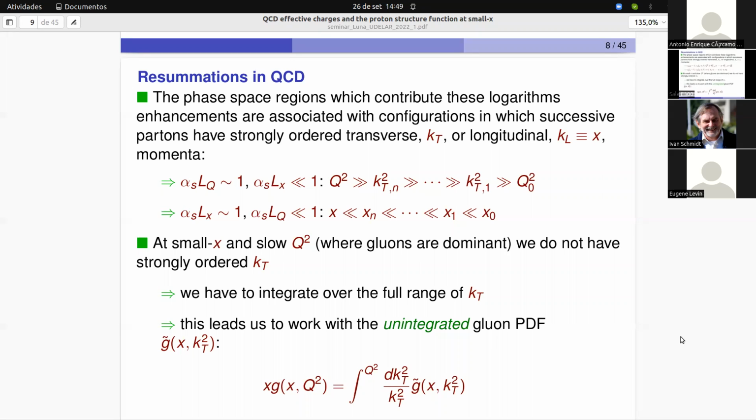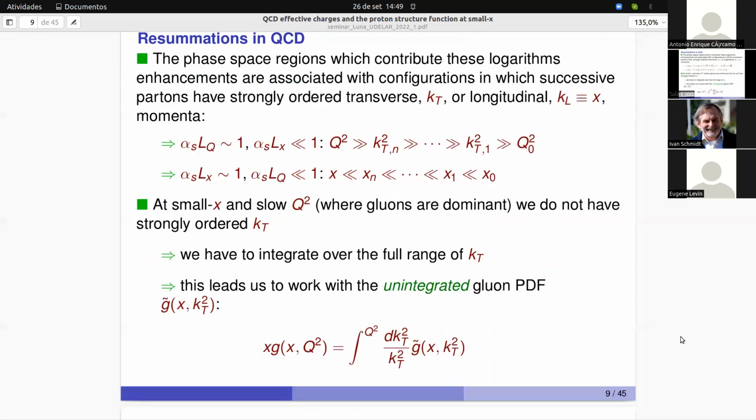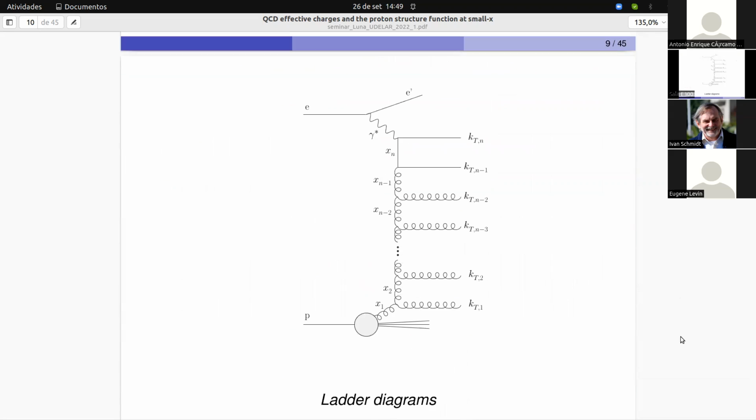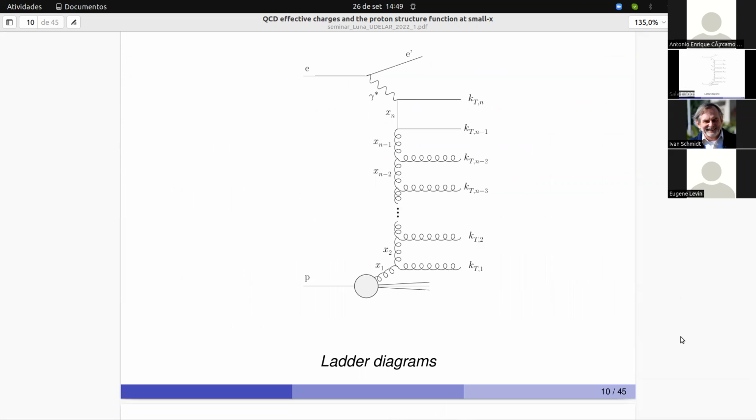So the usual PDF from DGLAP is related to the integration, over the full range of k_T square, of the unintegrated gluon PDF. That's the price that you have to pay when you're working with this type of phase space. Here I have just a diagram to understand it better, showing where k_Tn and k_Tn minus 1 are and the respective behavior for x.